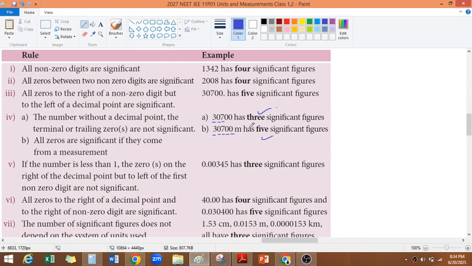This will be very confusing, but don't worry about it. If it says measurement, it means that this is also sure. We are very sure about the zeros, so it is significant. Here there is no measurement, it's more like a calculation, so it can be 705, it can be 706, it can be 707, it can be anything. So we are not sure about this, so we say it is 3 significant figures.